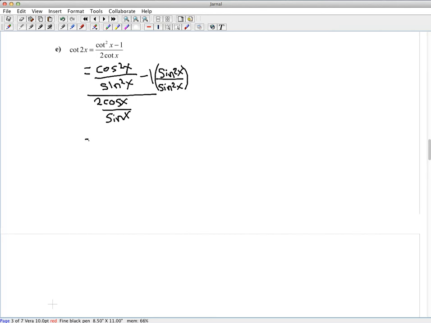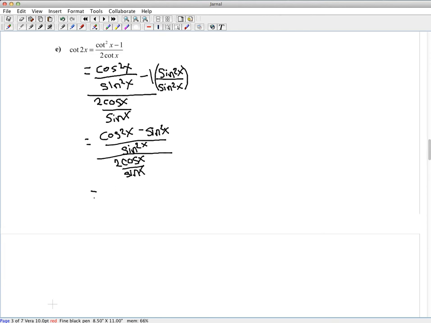So then this is going to look like cos squared x minus sine squared x, all over sine squared x, over 2 cos x over sine x. And I can put this all over 1 sine squared x because it has the same denominator. And then from there, I'd be looking at my trig identities sheet, and I'd see that cos squared x minus sine squared x is equal to cos 2x.